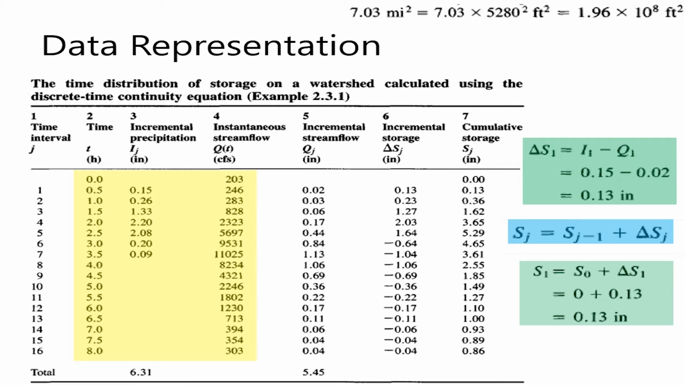This is the stream flow. We have to convert it into volume, or rather inches, because rainfall is given in inches. For that, we have to do the integration of this over the 0 to 0.5 hour interval. That is nothing but half of 203 plus 246, that is 449.